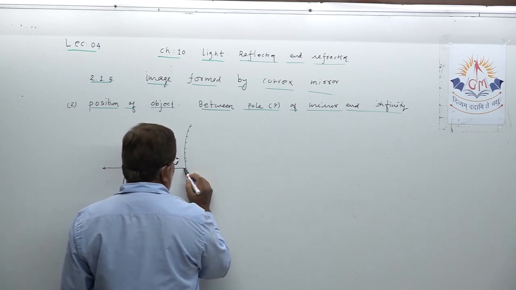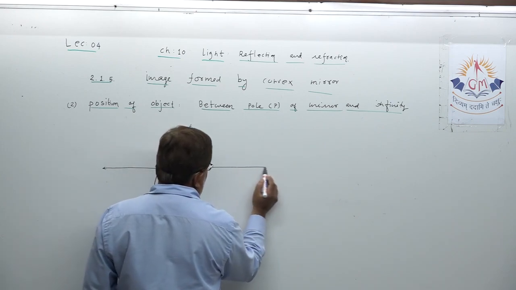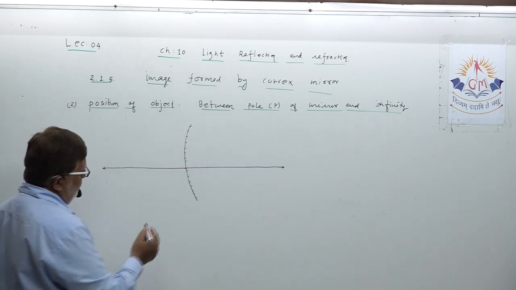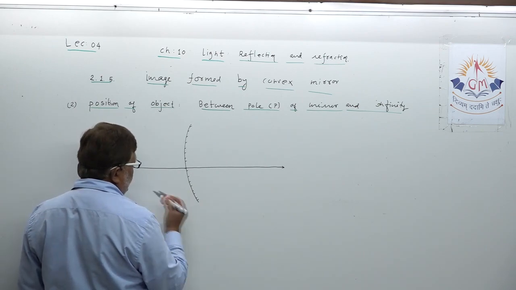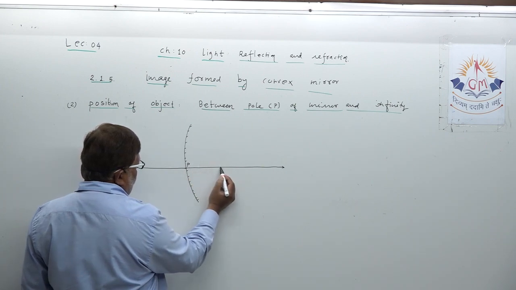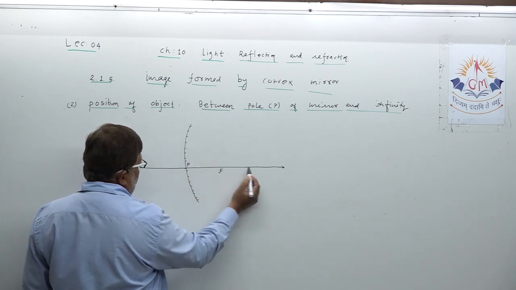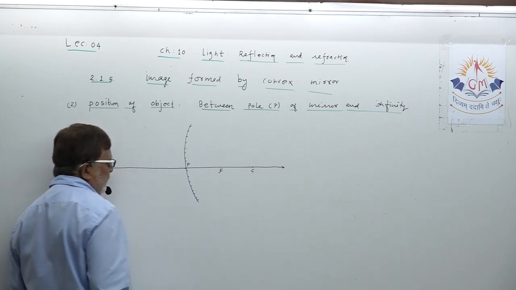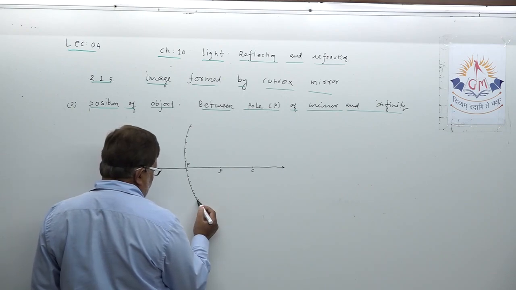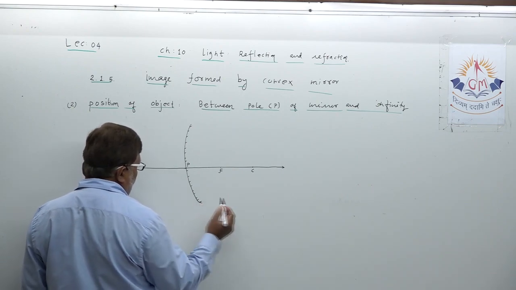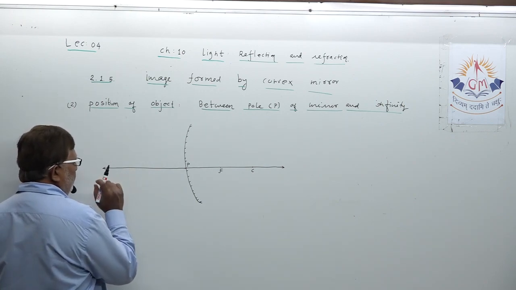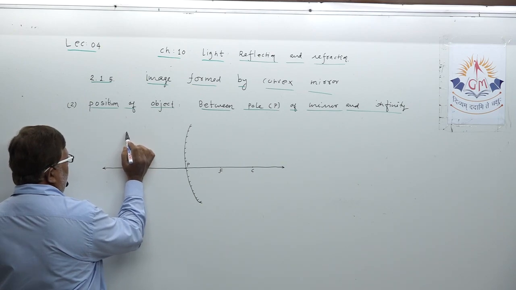This is the principal axis. Please draw with me. I'll wait for your response. First, the convex mirror is drawn. Here the pole is shown already. Then at appropriate distance the focus and double, that is shown as the center of curvature. Now after drawing this, let us try to understand the image formation.